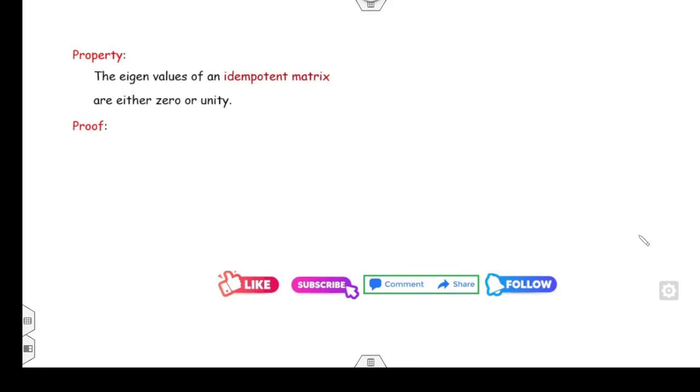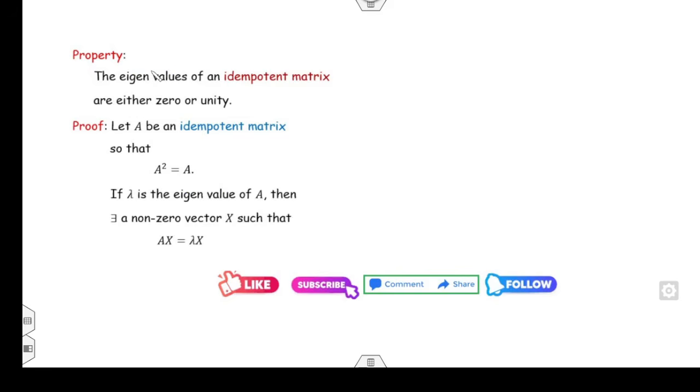Okay, look at this next one. The eigenvalues of the idempotent matrix, that is A square is equal to A, are either 0 or 1. That is the meaning of this property. It's a very, very useful property. So let's start with this one. A is the idempotent matrix, so A square is equal to A. Now, my target is to start with the eigenvalues.